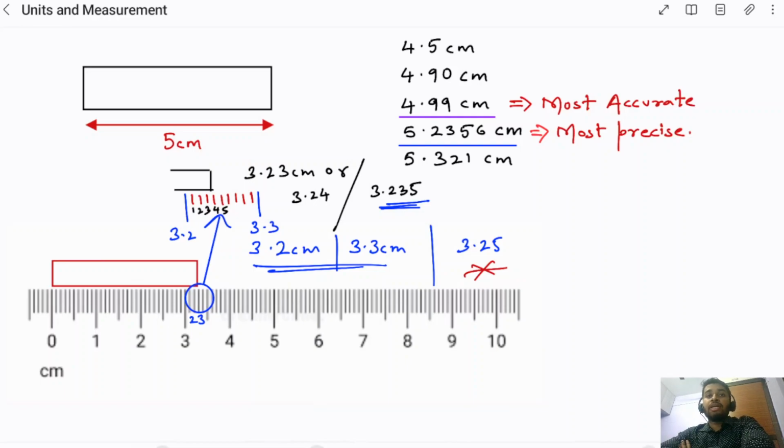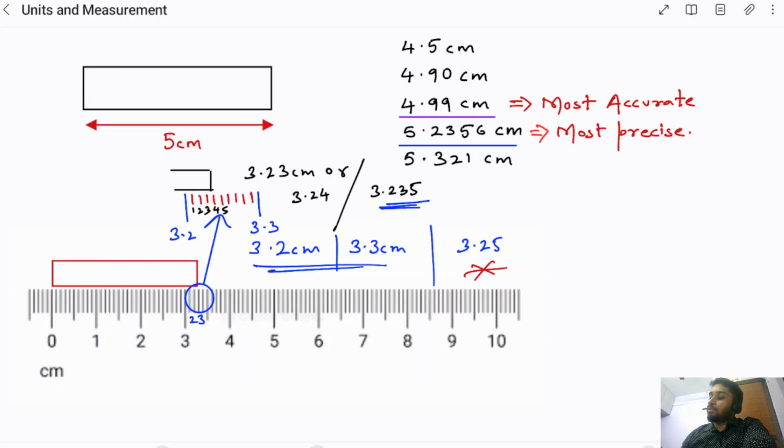In that case we can write two digits after the decimal. But in case of our normal centimeter scale, we can write, and in fact we must write, only one digit after the decimal, because if you try to increase the number of digits after the decimal, that is going to give a wrong impression about the least count of the measuring instrument.